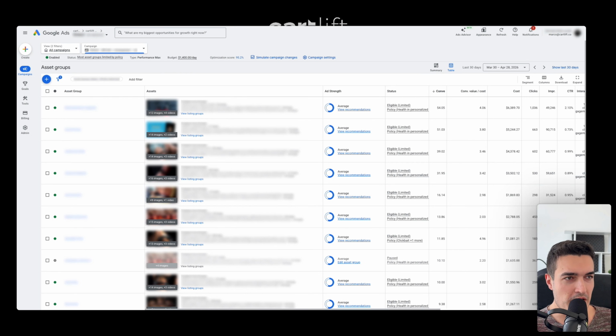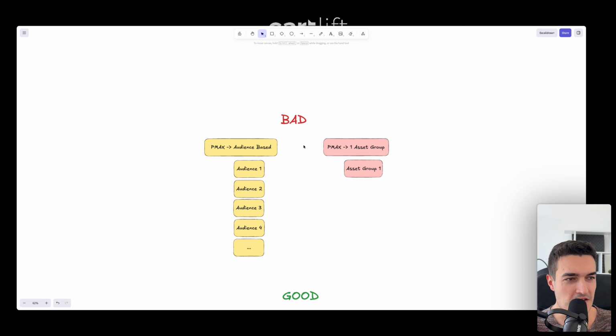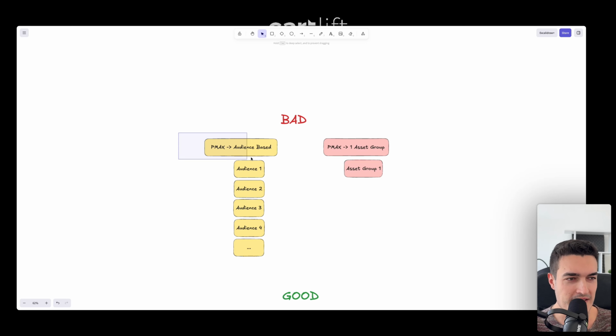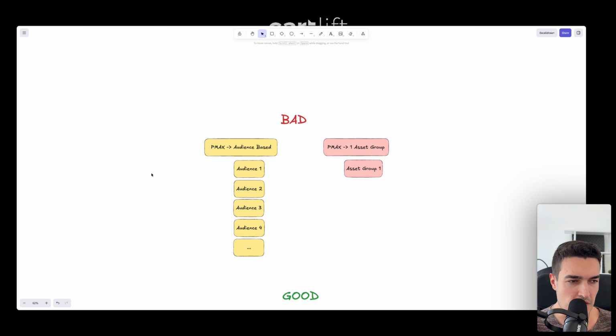And to give you a better overview on this whole thing, I've done a very, very quick illustration here. These are the two bad ways to structure. First of all, by basically saying, okay, I structure by audience, right? So you have a PMax campaign, audience 1, audience 2, audience 3, audience 4, and the list goes on. This is simply not the best way to go about it because, as I said, audience signals are just recommendations.